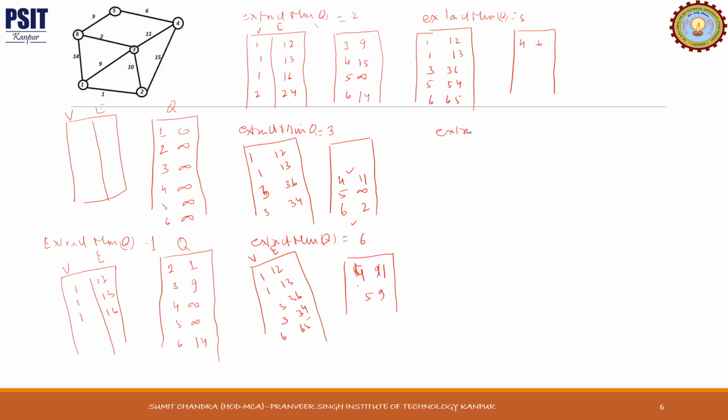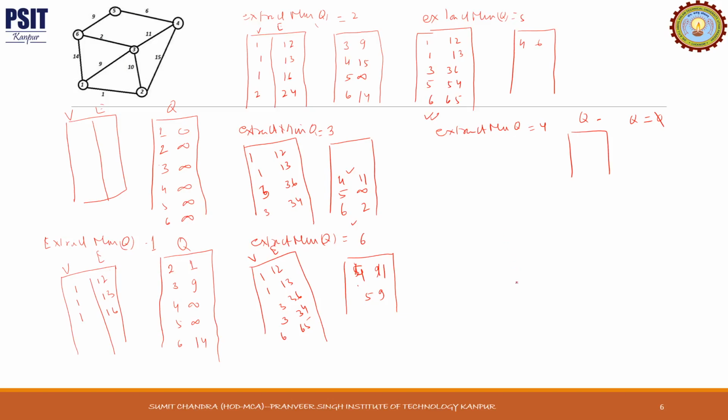Again we'll do extract min. So 4 will be extracted. This queue will become empty. So we have to stop when queue is equal to empty. So when queue becomes empty, we'll stop. This is our set of edges which will form the minimum cost spanning tree. So let's add edges one by one.